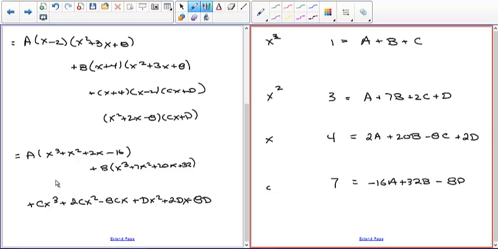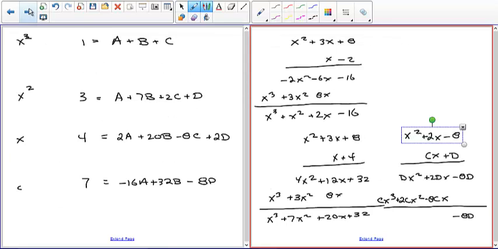And then I did the x terms. So I've got a times 2, so I get 2a, and b times 20, so I got 20b. And I had negative 8c plus 2d. And then finally the constants, I've got a times negative 16, so I've got negative 16a, b times 32, so 32b. There are no terms that involve c that have just a constant, and then negative 8d. So those are my four equations.